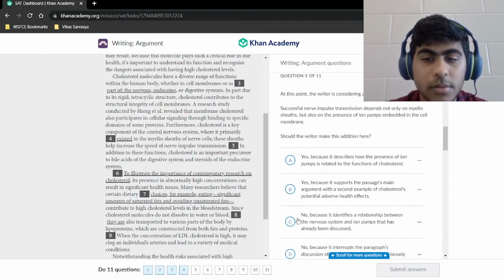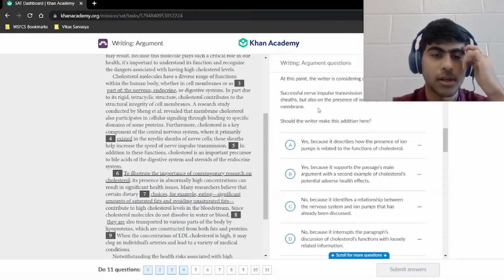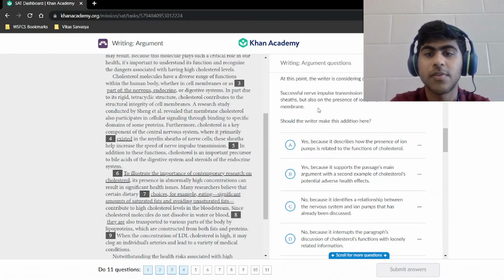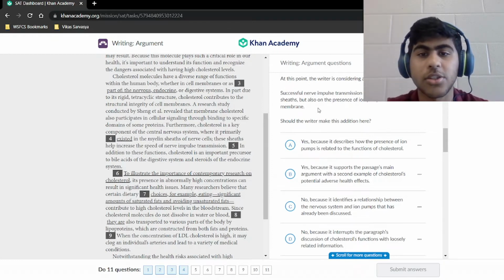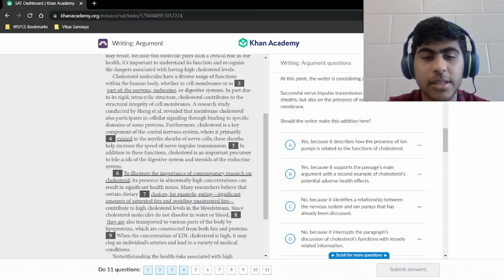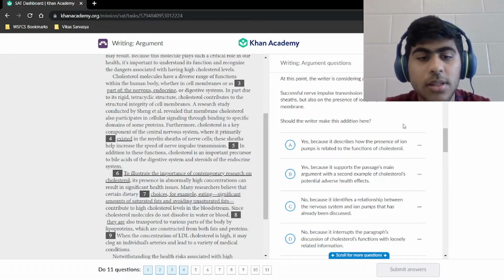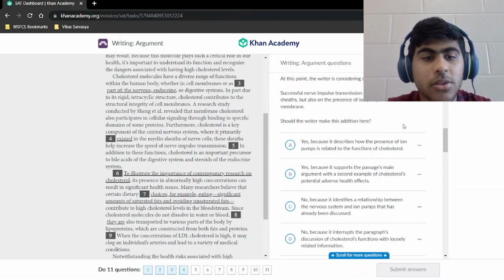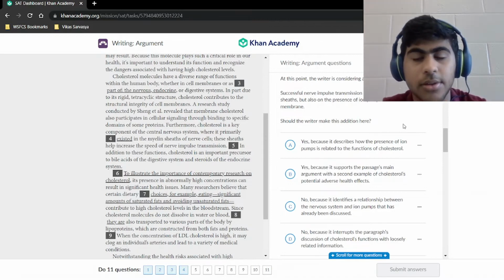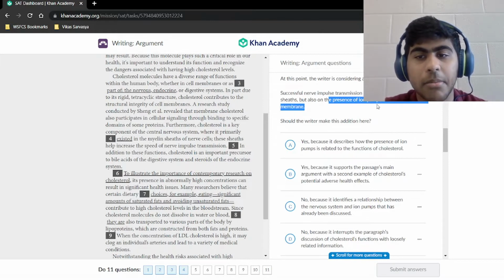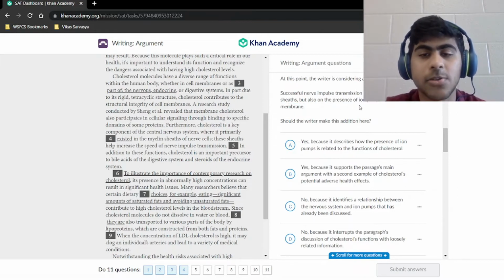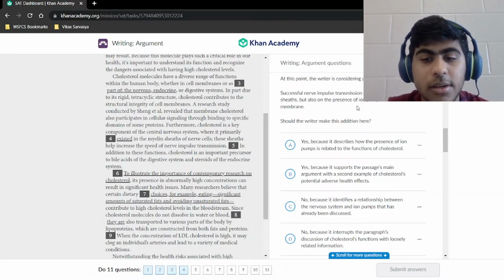Let's keep going. Question number 5. We have: successful nerve impulse transmission depends not only on myelin sheaths, but also on the presence of ion pumps embedded in the cell membrane. All right, let's see what we're going to do with this question. Should we add this to the passage or not? Let's think about it. We're talking about just the myelin sheaths and how that relates to cholesterol. This is talking about the presence of ion pumps embedded in the cell membrane. That has nothing to do with cholesterol, so we shouldn't add it, right? So we shouldn't add it.